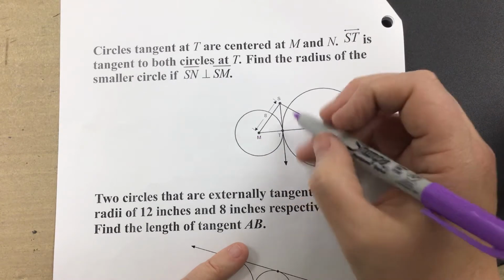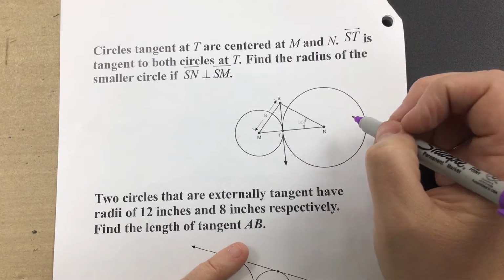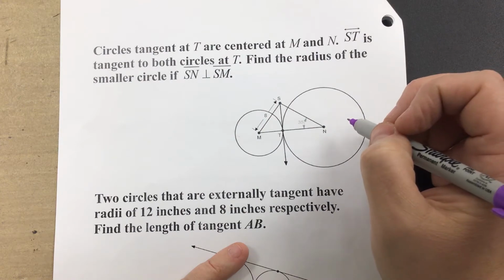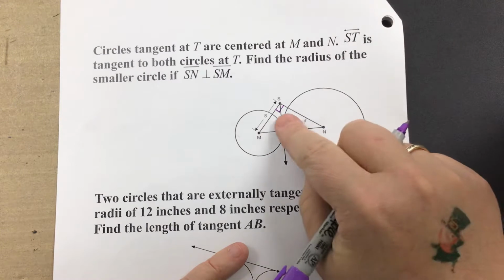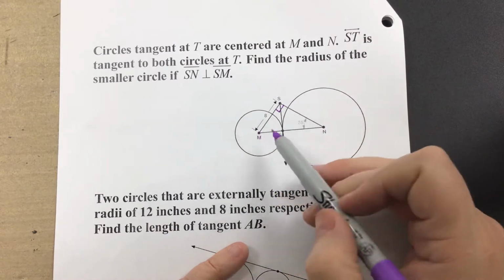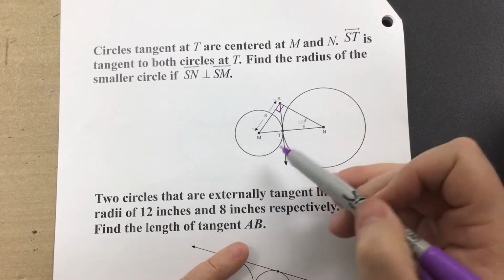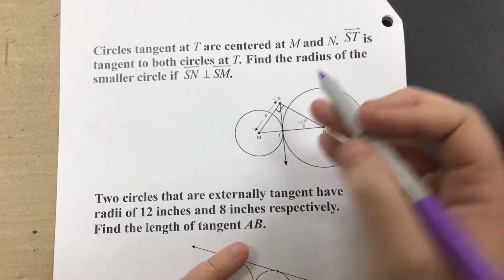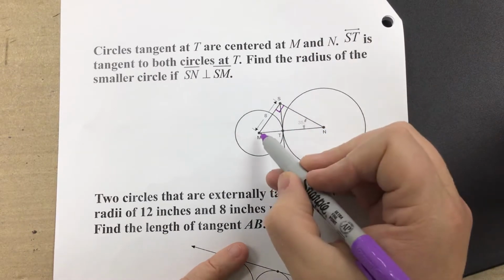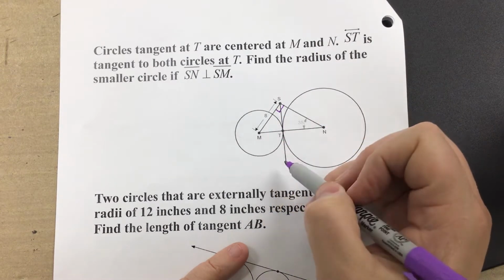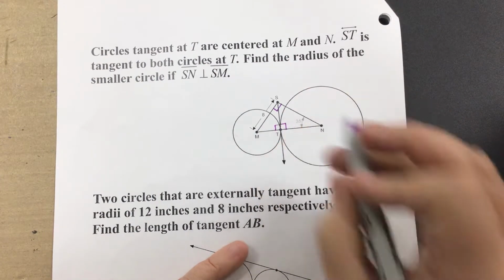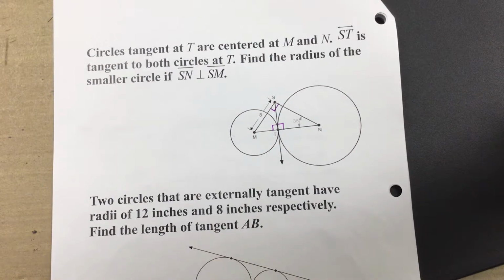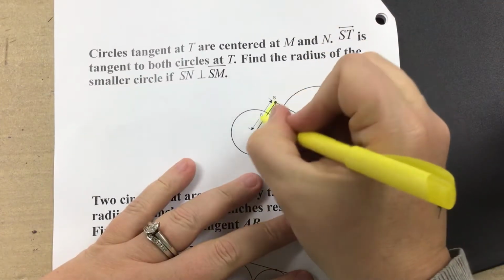Segment SN and segment SM are perpendicular. So that means I have a right angle here at S. And since line ST is tangent, remember we had a theorem that said the radius and the tangent line are perpendicular at the point of tangency. So I have right angles at both of those positions. What I would recommend doing first is looking at the big triangle itself.